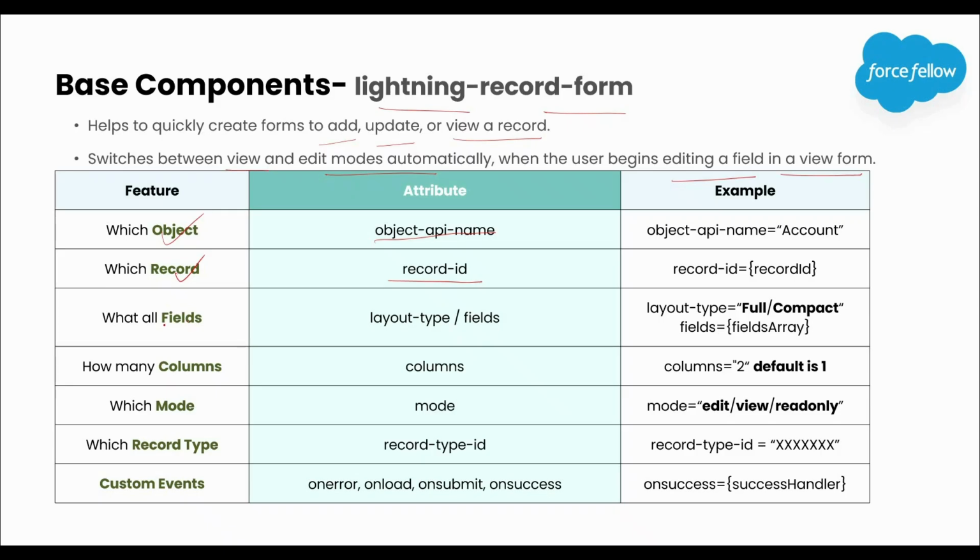Okay. And to specify what all fields our form should show, we can define that in 2 ways, either using the layout type attribute or using the fields attribute. With the layout type attribute, we can pass 2 out-of-the-box values, full or compact. Full means it will show all the fields which are available on your page layout, and compact means it will show only those fields which are available on the compact layout. If you don't know about compact layout, we can say it helps to show key fields for a record.